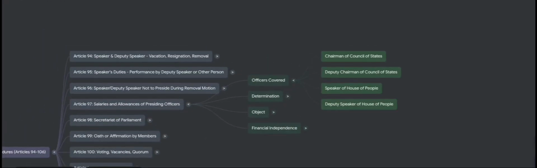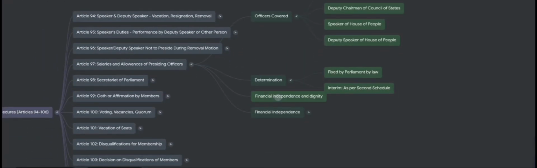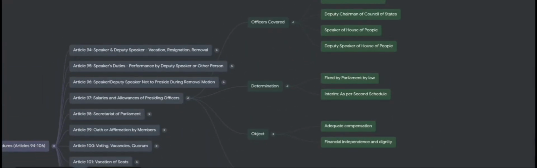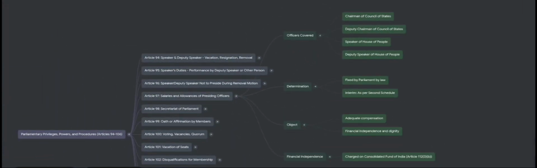That's right. Their emoluments are fixed by Parliament by law. Until Parliament made such a law, they were guided by the second schedule of the Constitution. This means Parliament itself decides their pay. It's a mechanism for parliamentary self-governance in a practical sense. The idea is to ensure their dignity and enable them to focus on their duties without external financial pressures or dependencies. And here's where we find a subtle, but I think profound safeguard. These salaries and allowances are charged on the Consolidated Fund of India.